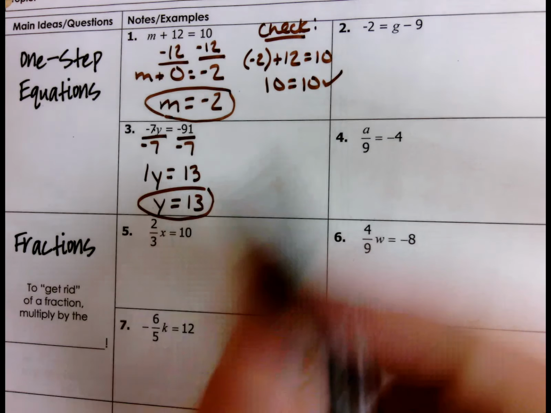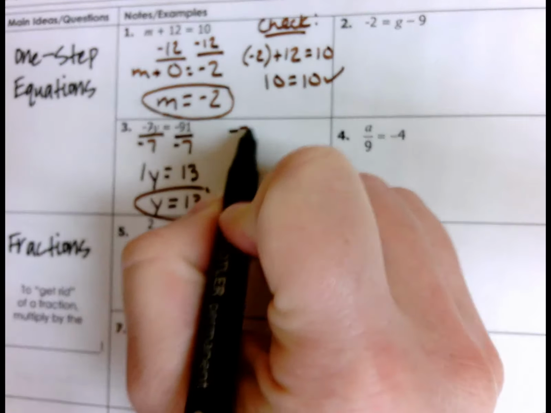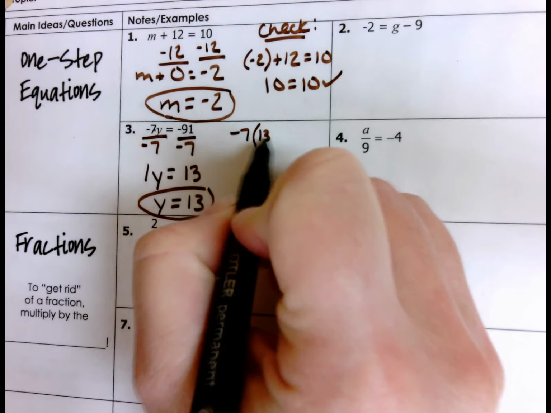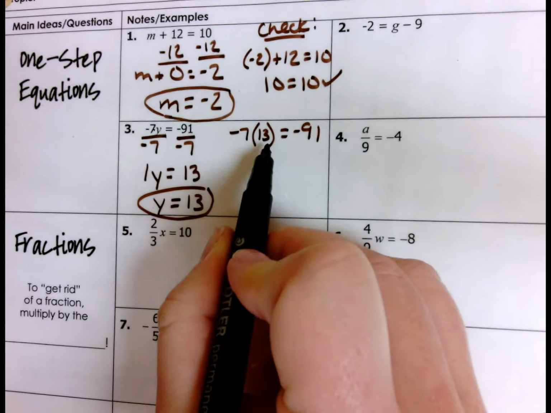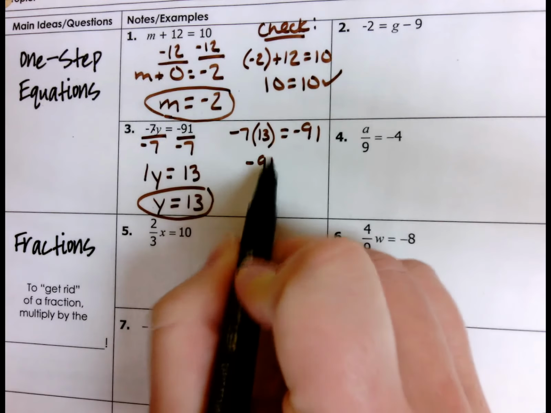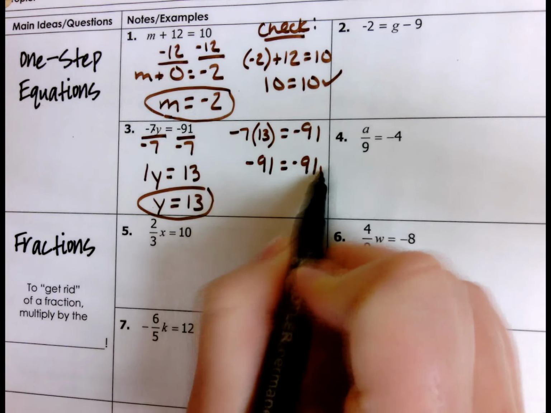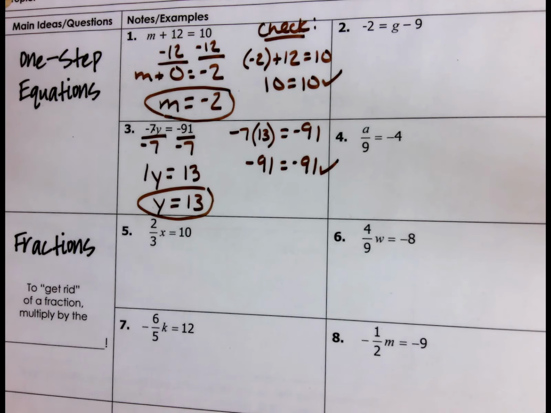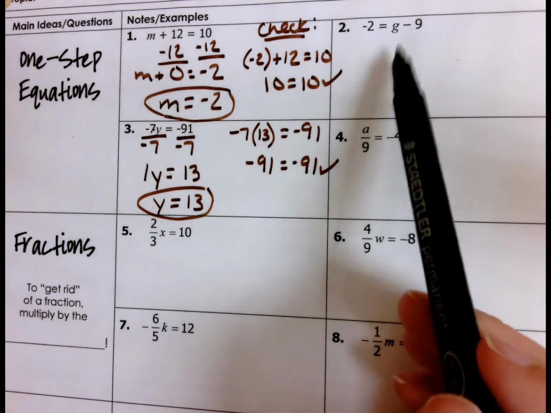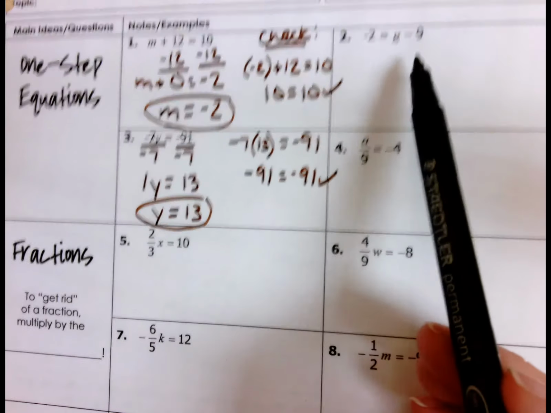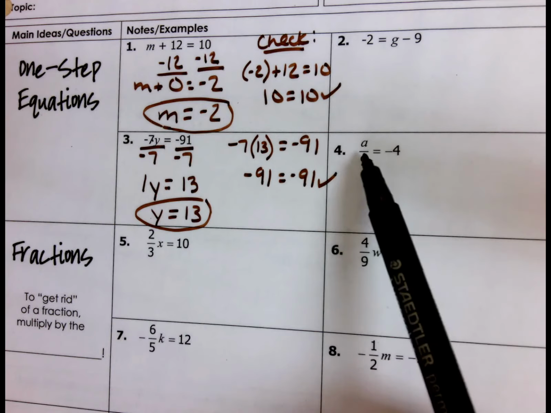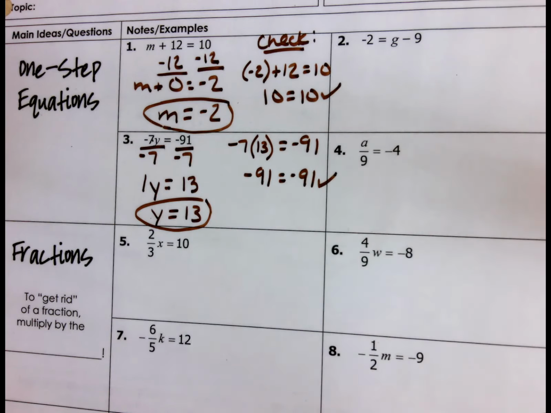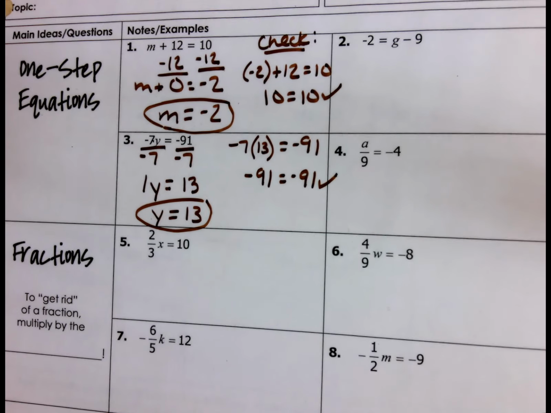And we need to check ourselves to make sure that that works. So we have negative 7 multiplied by 13 is equal to negative 91. Is negative 7 times 13 negative 91? If you check it with your calculator, it is. So we know that that's the correct value. Okay, so that's one-step equations. Over here, if you have subtraction, that means you're going to add it to both sides. Over here, if you have division, that means you're going to multiply. Okay, so that's what you're going to be doing on those.